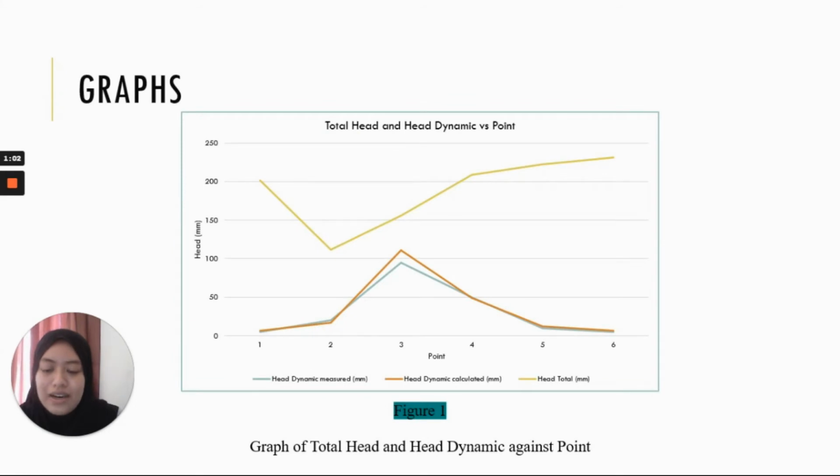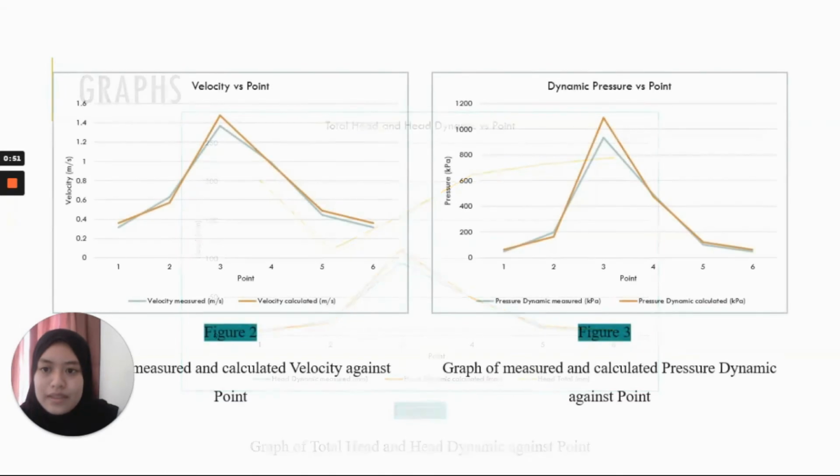This is the graph for this experiment. We have a total of 3 graphs. Firstly, we have the total head and head dynamic against point. Next, we have velocity versus point and dynamic pressure versus point. Each of the graphs is based on the 3 tables that I have showed earlier.